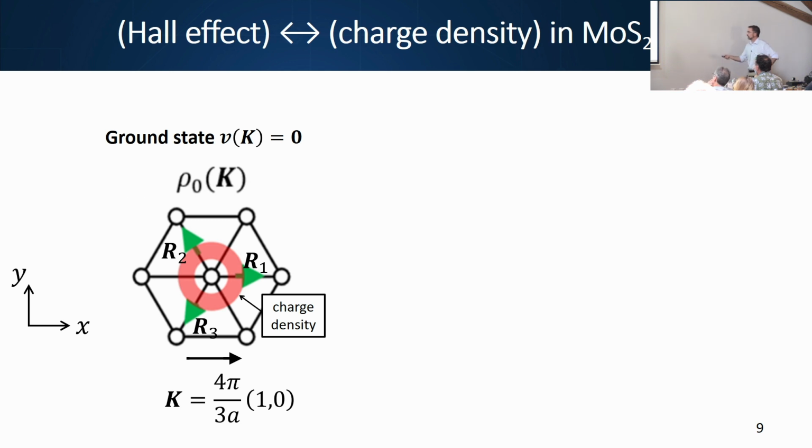Here's a ground state wave function at the capital K valley, the band extremum. So the velocity vanishes there. Here's the Bloch wave vector there. And it turns out the charge density of the ground state is isotropic. So if you use the formula I had a couple slides ago, you can convince yourself that the bond currents between these three bonds all cancel each other. There's no preferred direction, so the velocity is 0 there.